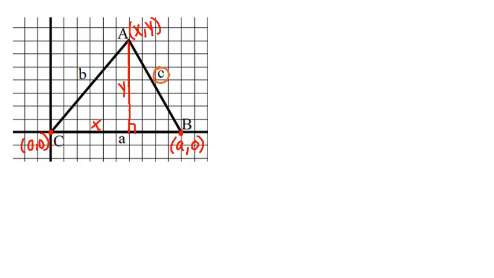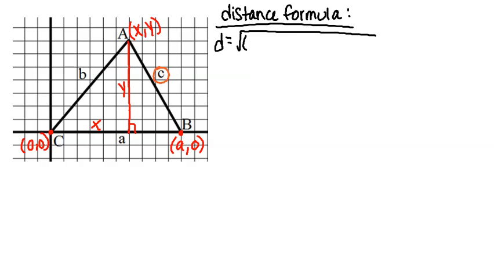So what we're going to need to use in order to do that is something called the distance formula, which you've learned about in geometry and algebra 2. So the distance formula is normally written as the distance d is equal to the square root of (x2 minus x1) squared plus (y2 minus y1) squared.